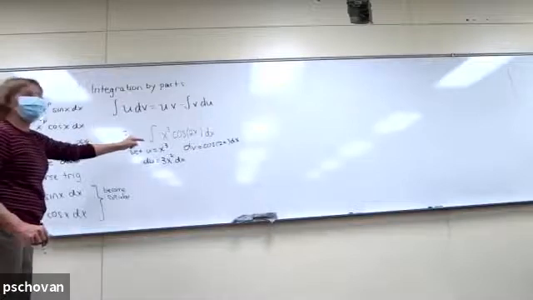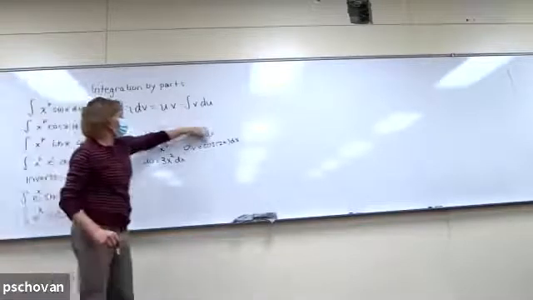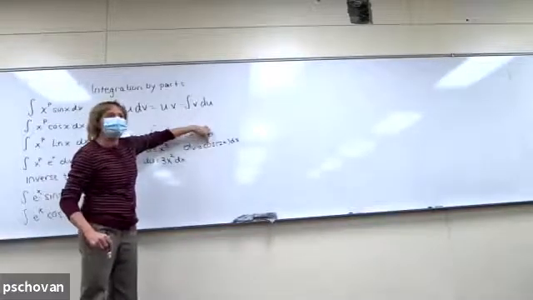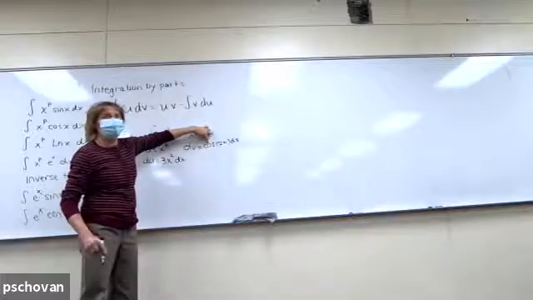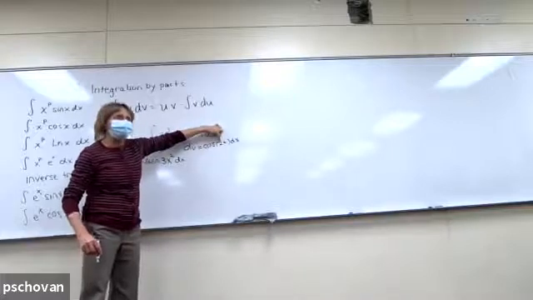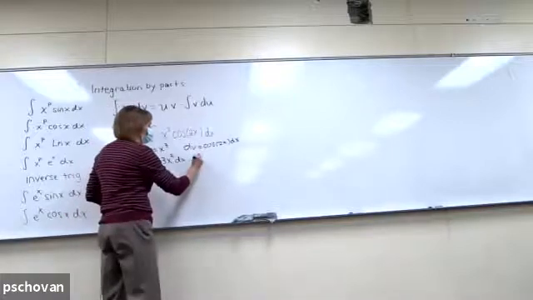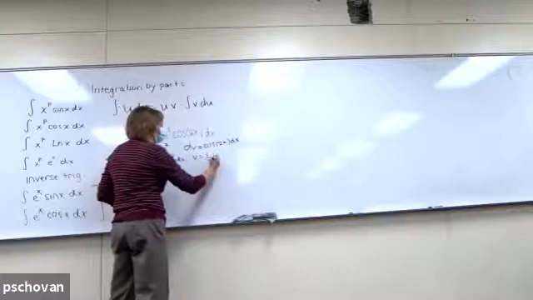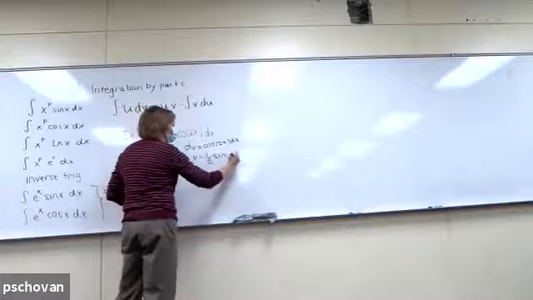Okay, so I'm going to integrate this. What happens when you integrate a cosine? What do you get? You get a positive sine. What's this 2 going to do? It's going to give us a 1/2. So my v is going to be 1/2 sine of 2x.